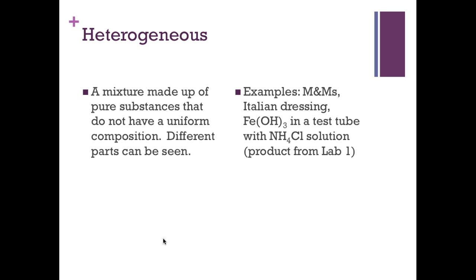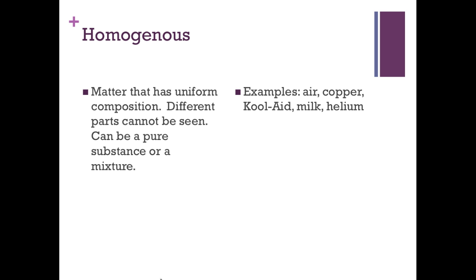Now, an example of one that we've seen was lab number 1. We mixed iron chloride, that yellow solution, in a test tube with ammonia, and we formed this iron hydroxide. That was the precipitate we formed from lab number 1. Excuse my mistake there.